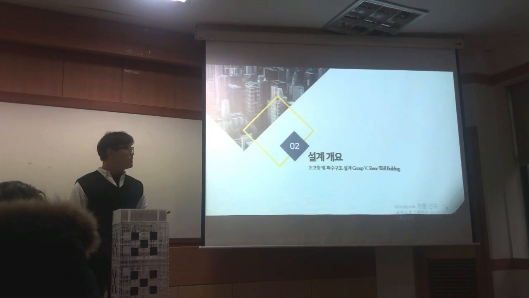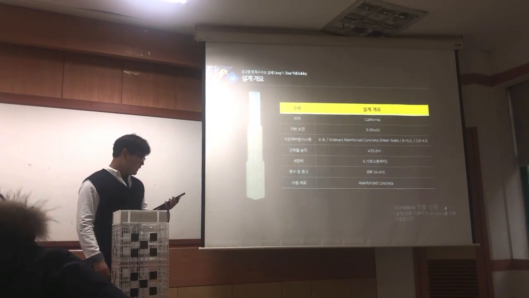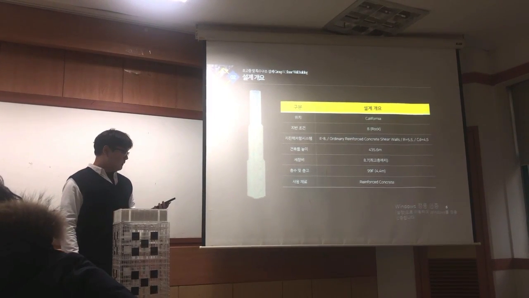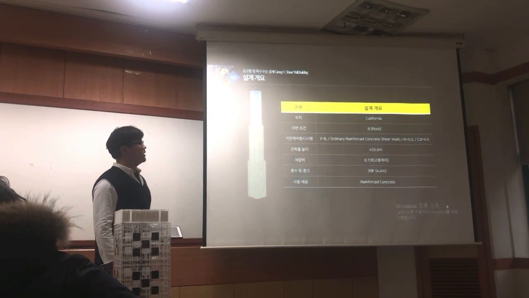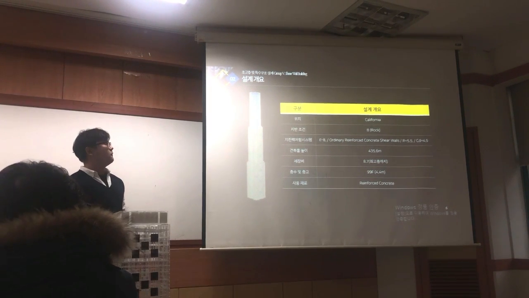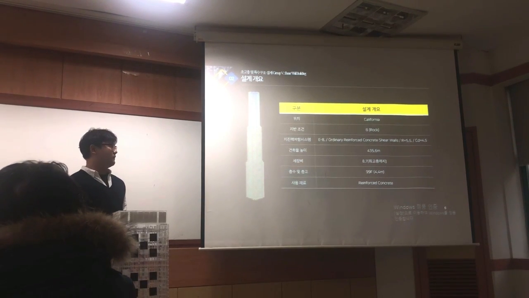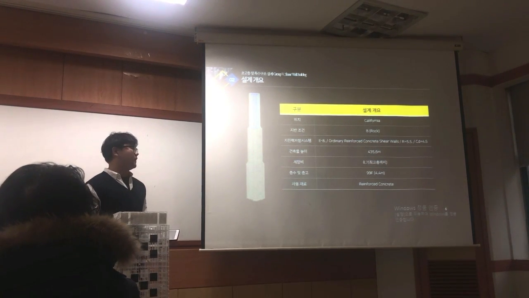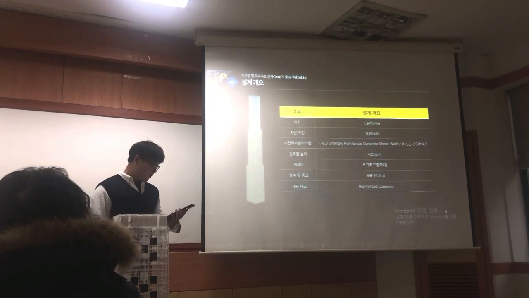Next. Chapter 2, design overview. This is our building located in the middle of California. The ground condition is rock based on code IBC. Seismic resistance system is E8, ordinary reinforced concrete shear walls. R factor is 5.5, Cd is 4.5. Its height is 435.6 meters, and its slenderness ratio is 8.7. Its stories are 99 floors at 4.4 meters each, and we use, as I said before, reinforced concrete. Next, please.